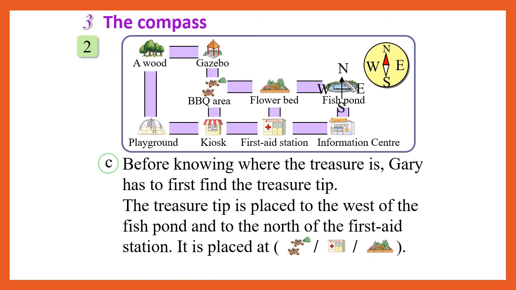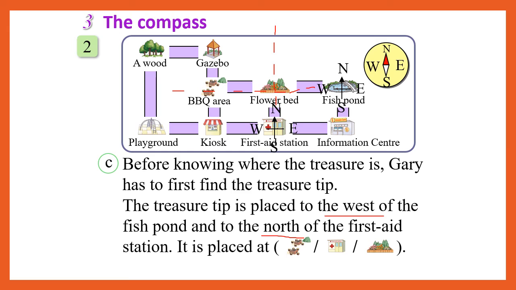Okay, and then the sentence tells you it is to the west of the fish pond. So you have to add an extended line here, so that according to this direction, it is the west of the fish pond. And also, the treasure tips are to the north of the first aid station. Same as before, you draw the direction board on the first aid station like this, and add an extended line to the north of the first aid station.